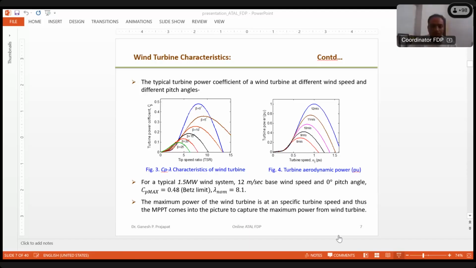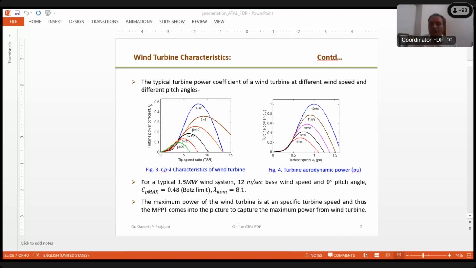If you think about the maximum power of the wind turbine, it is at a specific turbine speed, and thus the MPPT comes into the picture to capture the maximum power from a wind turbine. So every time you wish to get the maximum power out of a wind turbine, you need to operate that turbine at its maximum power points.